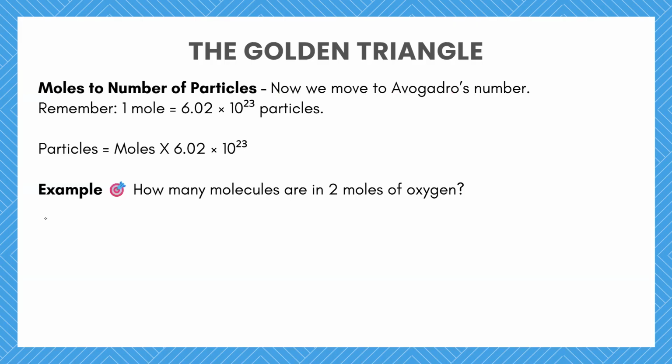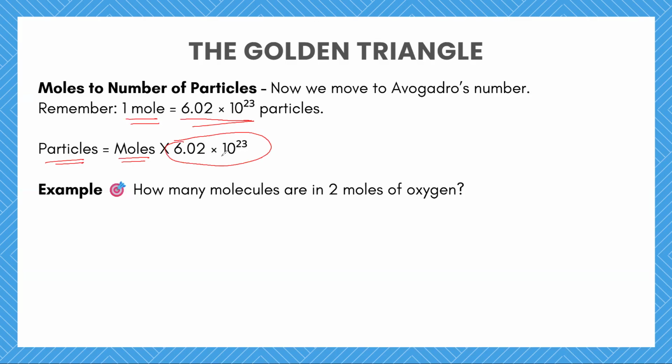Now, finally, you can actually convert from number of moles to number of particles. This is where we move to Avogadro's number and involve it in the calculation. Remember, in the introductory video of this series, we talked about 1 mole being equal to 6.02 times 10 raised to power 23 particles. So when you want to calculate the number of particles present, you simply say the number of moles that are given multiplied by the Avogadro's number, which is this.